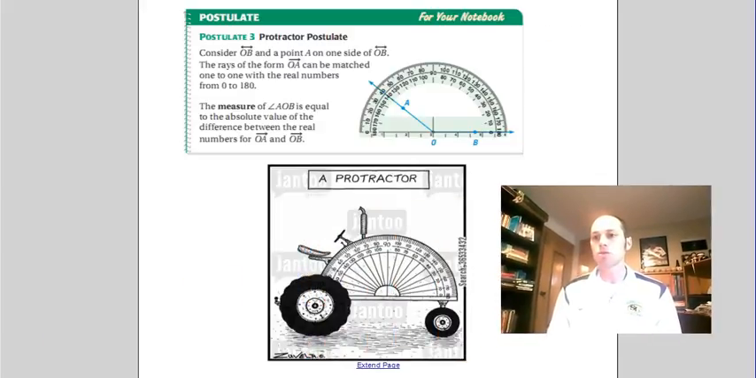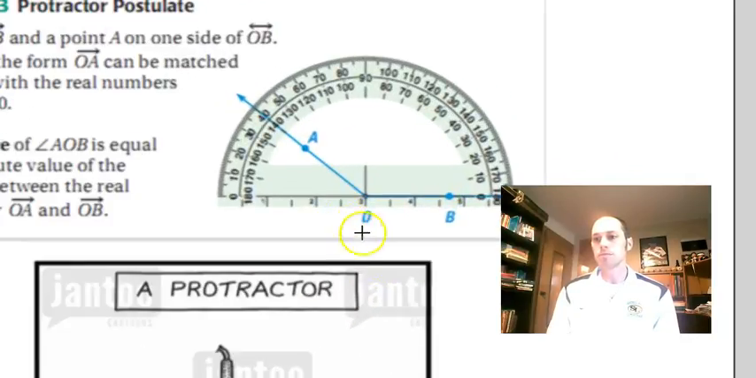Next, let's talk about the protractor postulate. We talked about the ruler postulate before. This just talks about how we use our protractor. We make sure to get the vertex lined up on wherever your protractor has a dot or a circle. So you line that on the vertex, line up one of the rays along either the right side, or if you want to come along the left side here, and then you just read the angle.